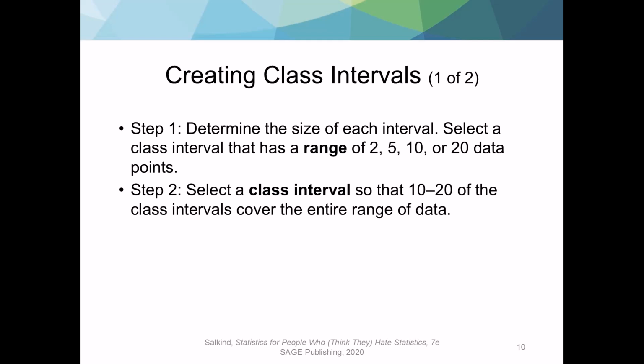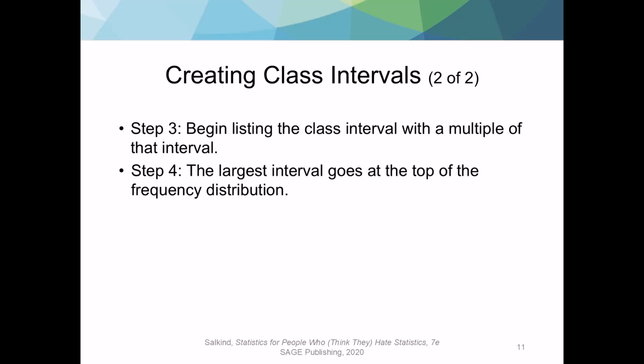Set the number of intervals. Select a size that results in 10 to 20 class intervals covering the entire range of your data. Establish a starting point. Begin listing your class intervals with a multiple of that interval size. Order the intervals. The largest interval should be placed at the top of the frequency distribution.